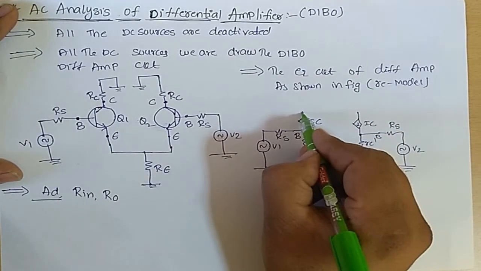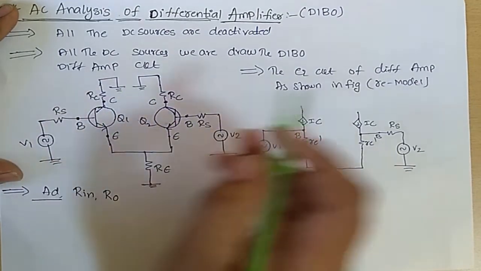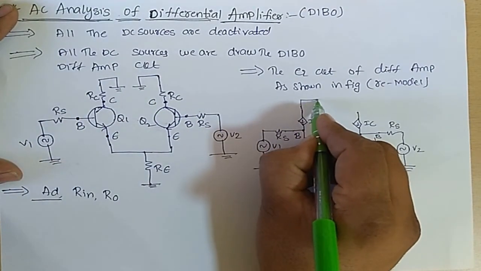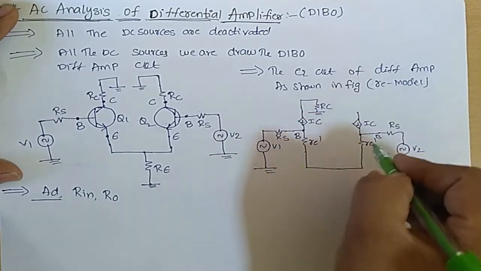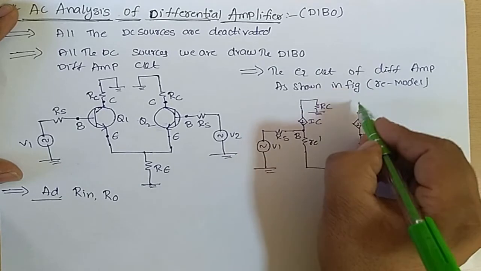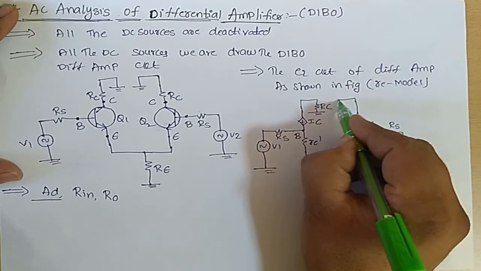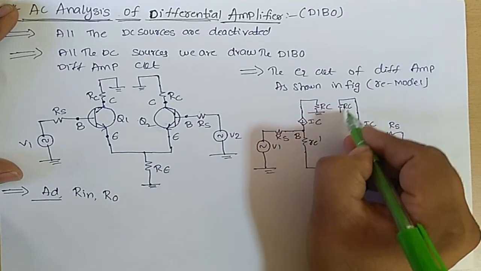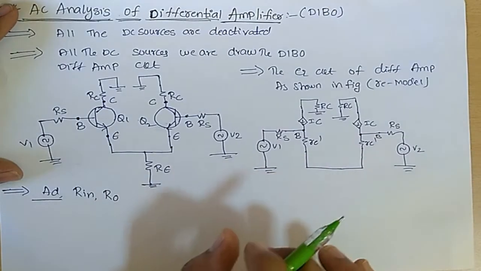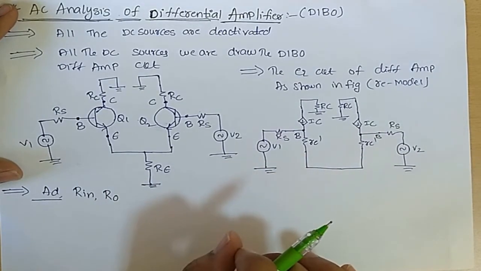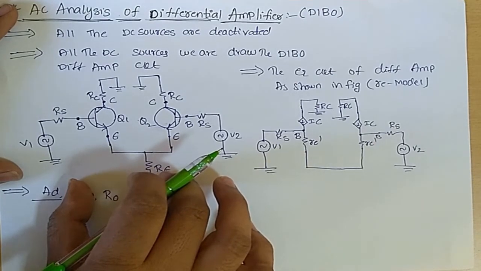Here we have the collector resistance RC, connected to the ground. Similarly here also we connect the collector resistance RC to the ground. Coming to this Q2 transistor also, at the collector terminal we have the resistance RC connected to the ground. So this is the equivalent circuit of this dual input balanced output differential amplifier.